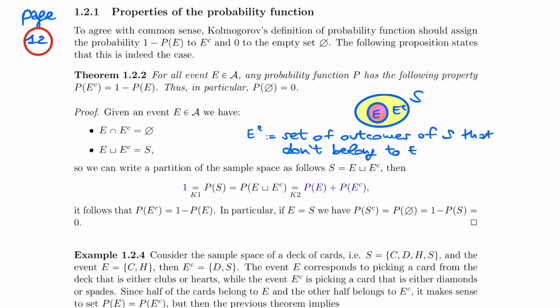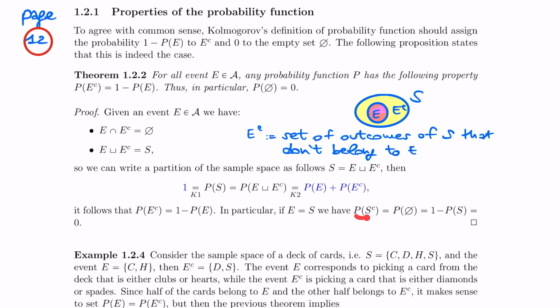Now notice that we have considered any event E, and so we can also write this formula for the particular event that is equal to the entire sample space. So this becomes P of the complementary of the sample space, and this becomes the probability of the entire sample space. Let's see what happens.